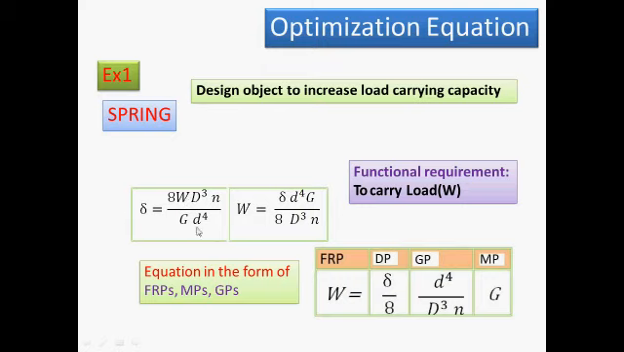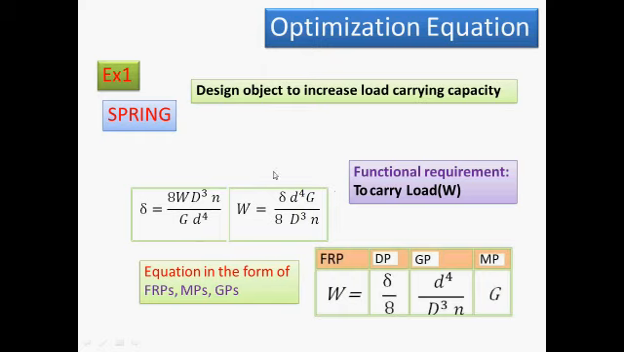This is the equation for the deflection of the spring, that is delta is equal to 8 into W into D cube into N divided by G d raised to 4, where delta is deflection, W is load carrying capacity, D is mean diameter of the spring, small d is wire size of the spring, G is modulus of rigidity, N is the number of turns. If you rearrange this equation for load carrying capacity, you will get W is equal to this equation.